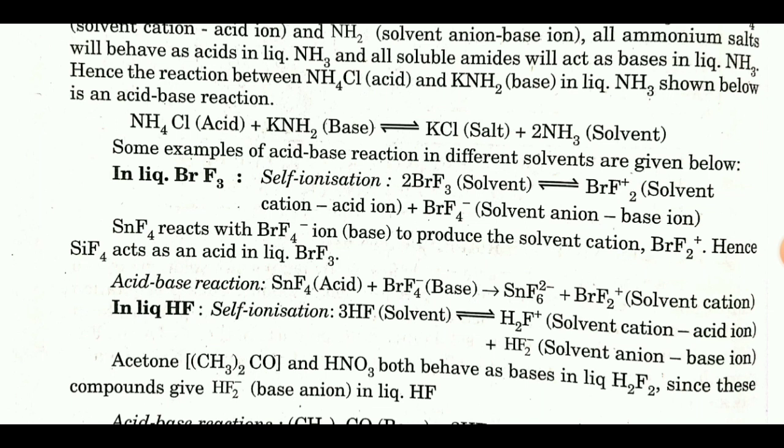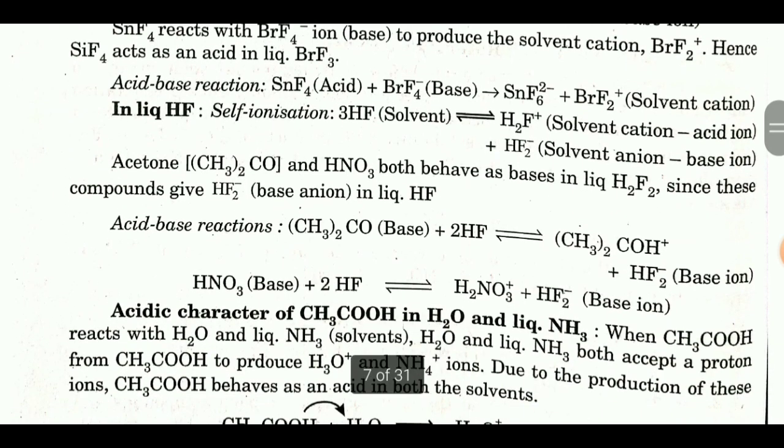In liquid HF, self-ionization: 3HF solvent gives H2F+ solvent cation, that is the acid ion, plus HF2- solvent anion, the base ion. Acetone and HNO3 both behave as bases in liquid HF since these compounds give HF2- base anion in liquid HF. Acid-base reactions: (CH3)2CO base plus 2HF gives (CH3)2COH+ plus HF2- base ion.